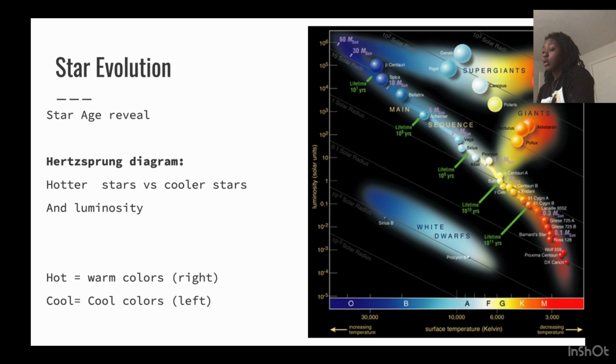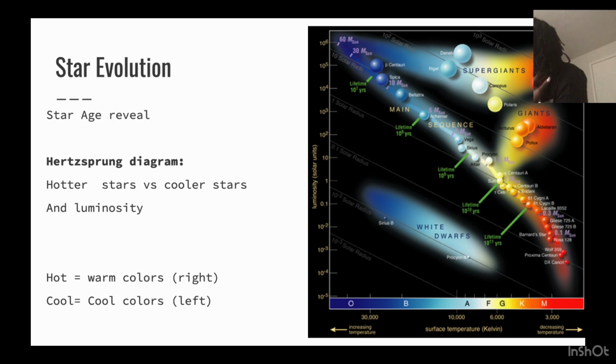So the phase that the star is in, so supergiant, giant, white dwarf, or main sequence star, can possibly help scientists figure out how old a star is by the stage that it's in. So the warmer colors to the right of the diagram are the warmer stars. So these are the hot stars. This is actually where the sun is.